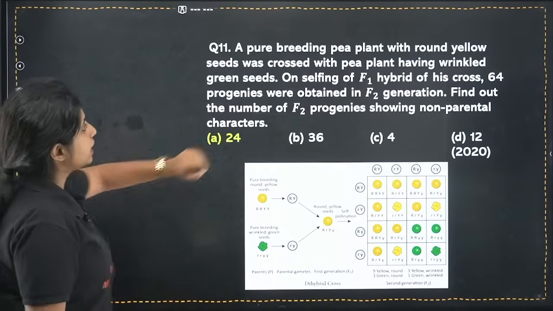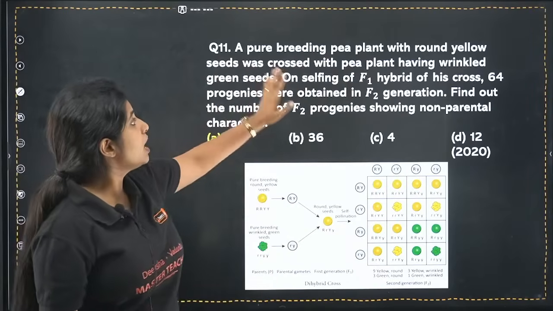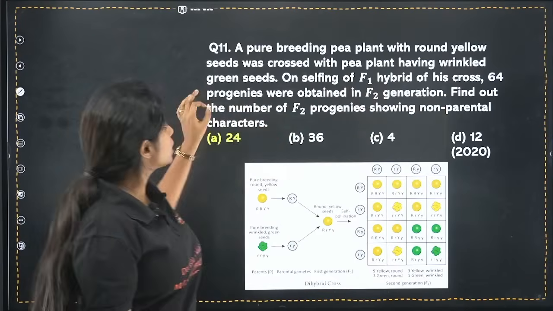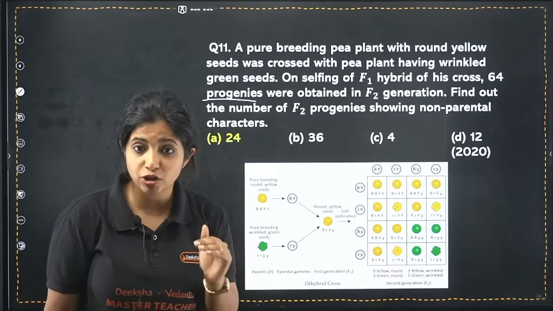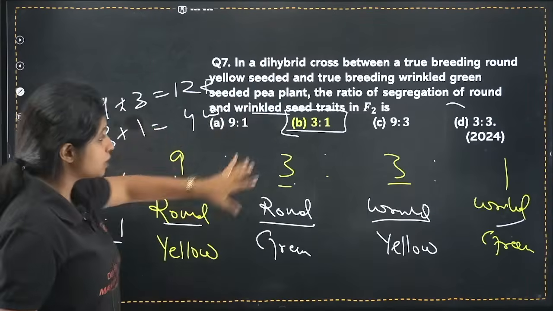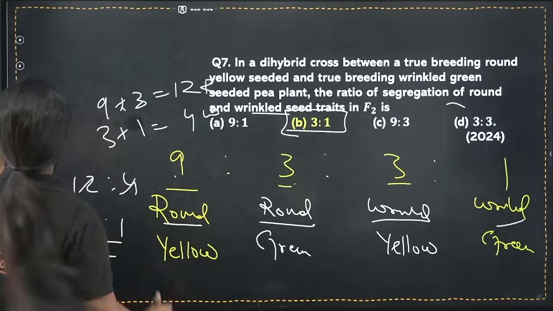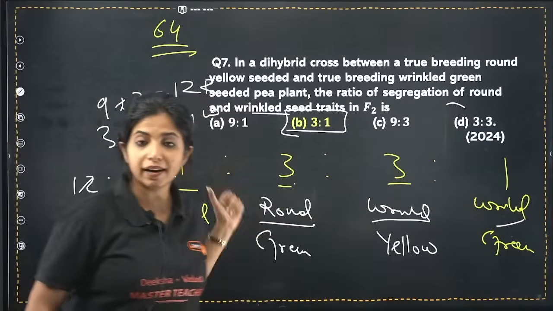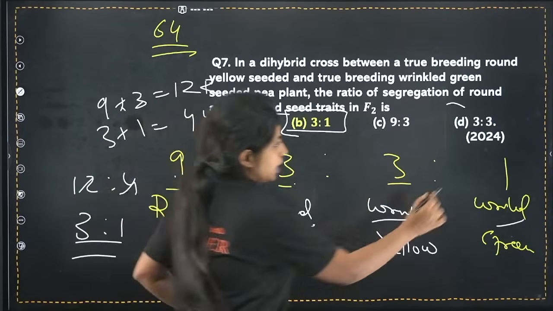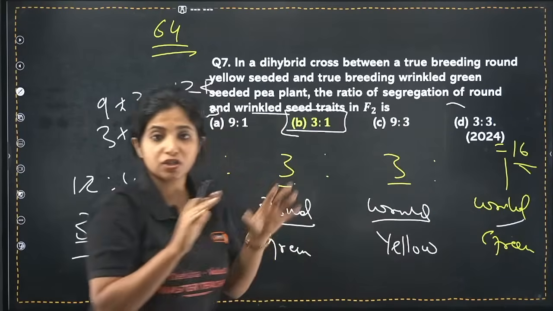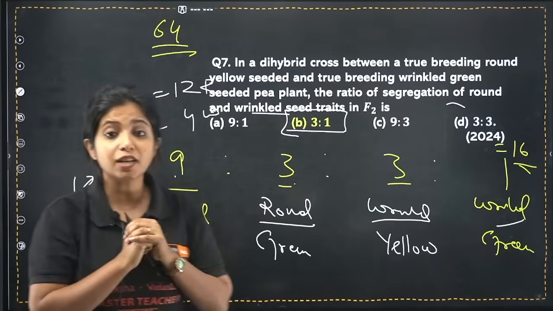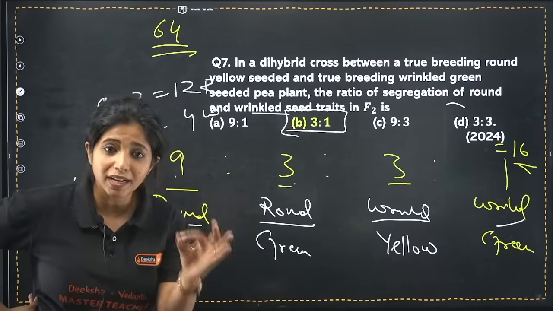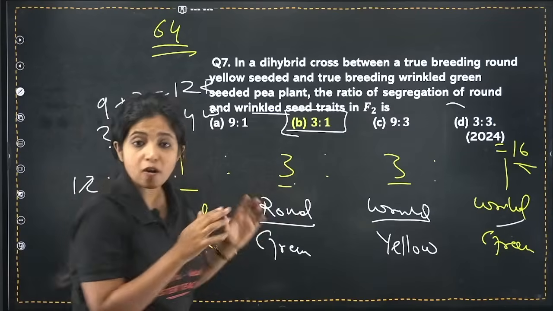Now the next question. A pure breeding pea plant with round yellow seeds is crossed with a pea plant having wrinkled green seeds. On selfing of the F1 hybrid, 64 progenies were obtained. Again, they are asking you the same question. Basically the same thing is happening, but they are clearly mentioning one thing: you get 64 progenies. How many progenies did you get over here? 9 plus 3 plus 3 plus 1 is equal to 16. But now the scenario has changed. They are saying 64 of them are there, and they are asking how many of them are going to show non-parental character. How do you find it out? It's very simple. Out of this, I told you 3 are the non-parental one, right?